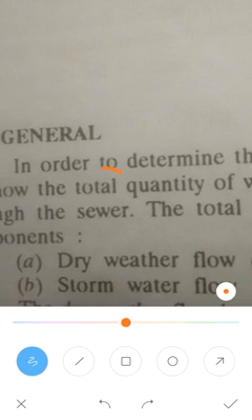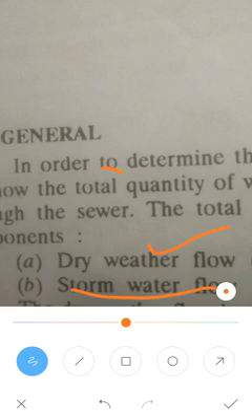Dry weather flow is the flow which takes place during the summer season. During the April-May season, what we see is the dry season, heavy sunlight, where there is no rainfall. That time is known as dry weather flow. Stormwater flow is nothing but the water flow during the rainy season. So that is stormwater flow.